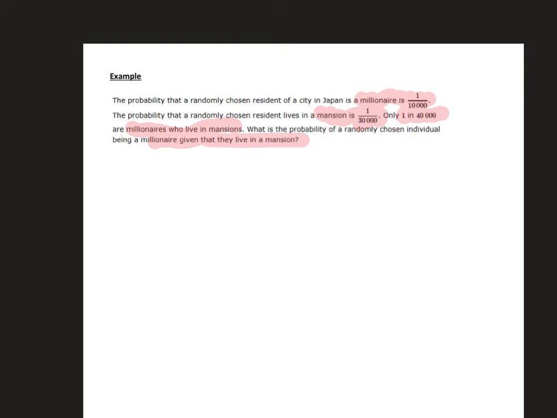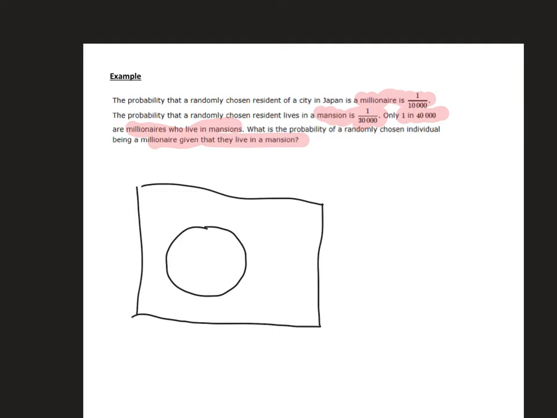Okay, well, let's draw a Venn diagram for this. And annoyingly, they use millionaire and mansion, so I can't use M and M.